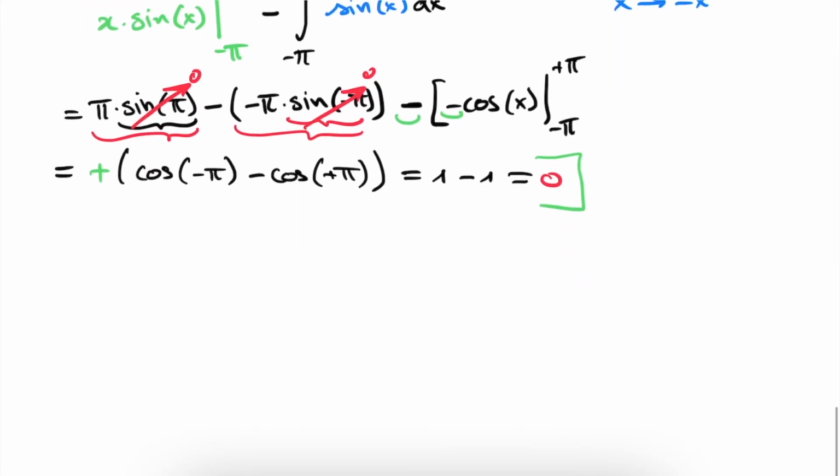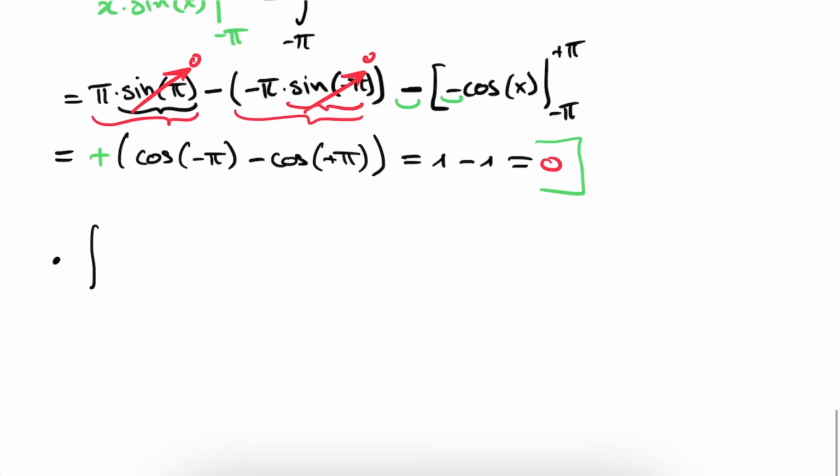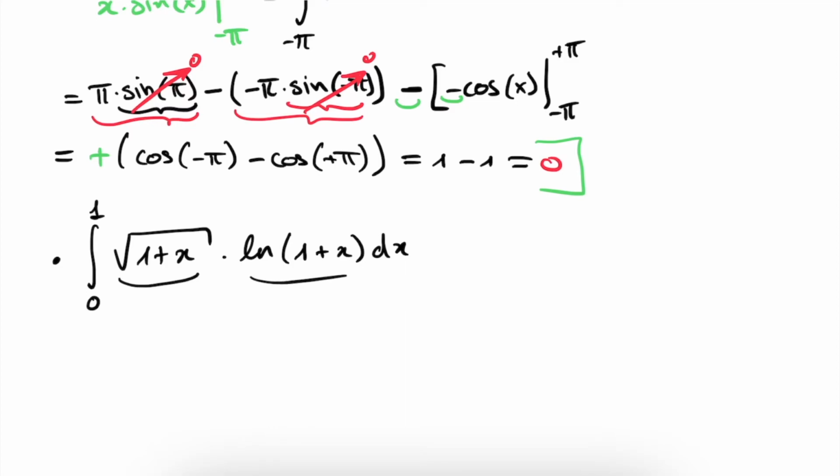Let's now go to the final exercise, which is the integral between 0 and 1 of the square root of 1 plus x times the logarithm of 1 plus x dx. And at first sight, this looks like a very daunting integral because it has this square root and this logarithm, and we don't really know how to solve it. However, you clearly see the product of two functions, this square root and this logarithm.